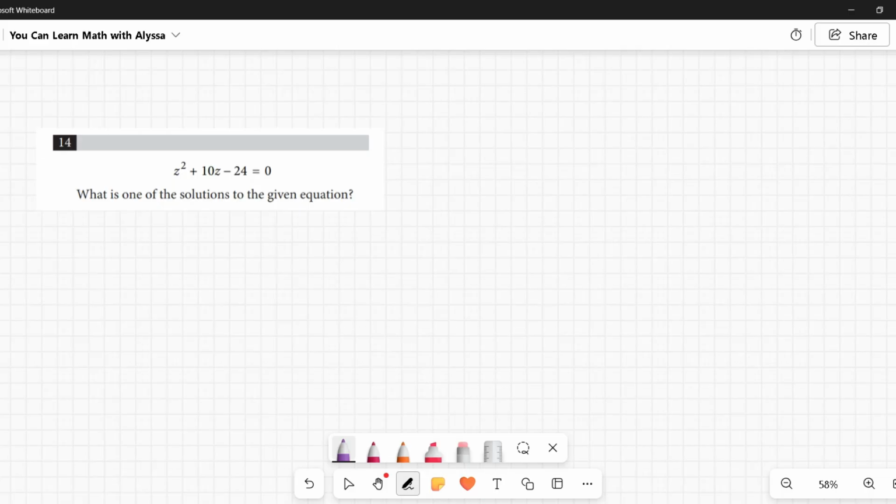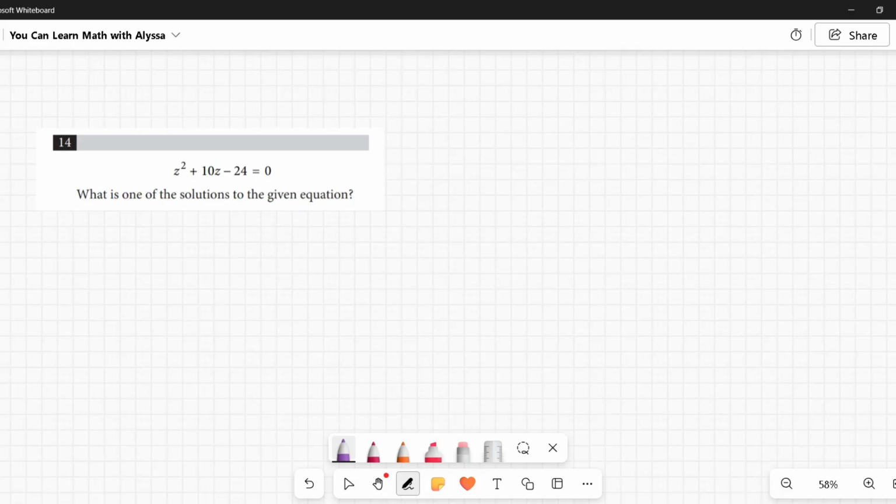We don't have a negative out front. We don't have an extra coefficient there in front of that first squared variable. So as far as factoring goes, it's pretty straightforward. If you want to graph it, totally fine, of course. Do what you know you can get the right answer, and it's going to be the fastest for you.